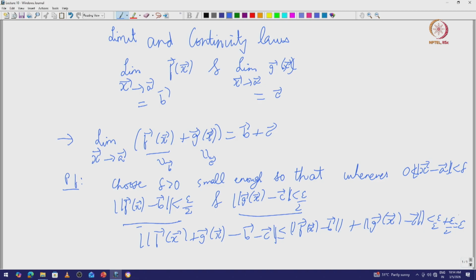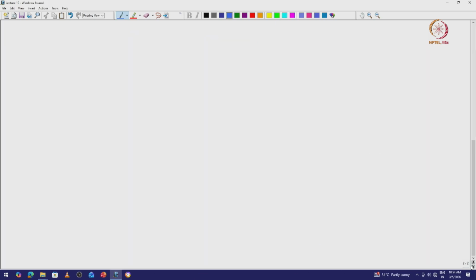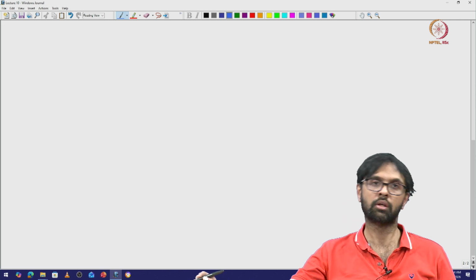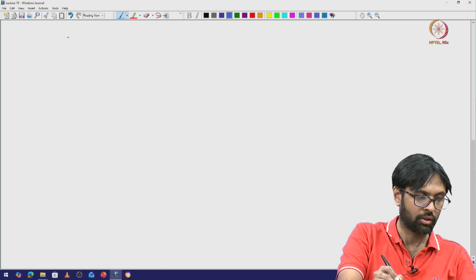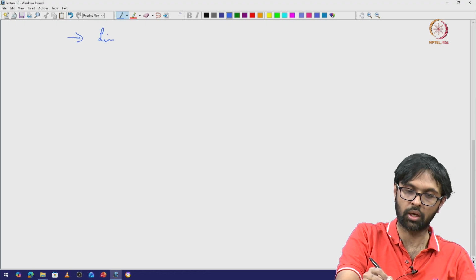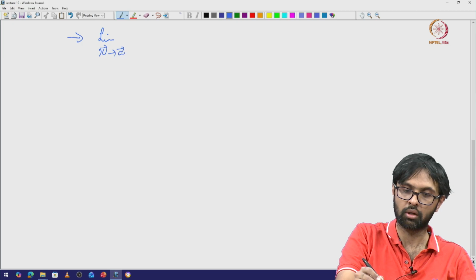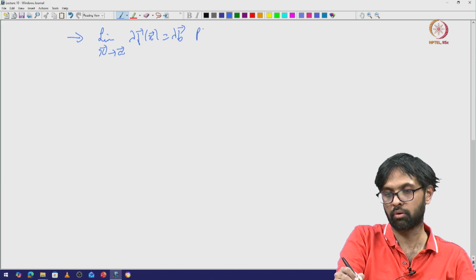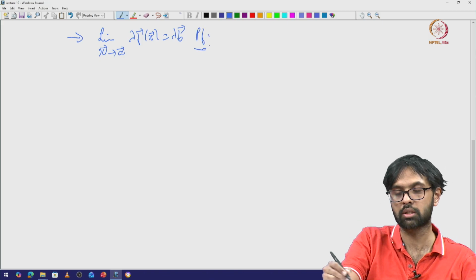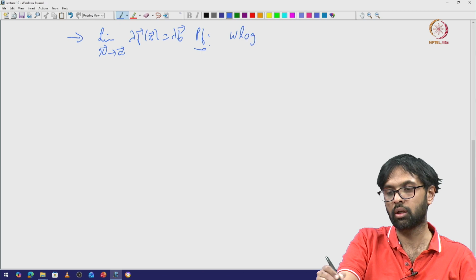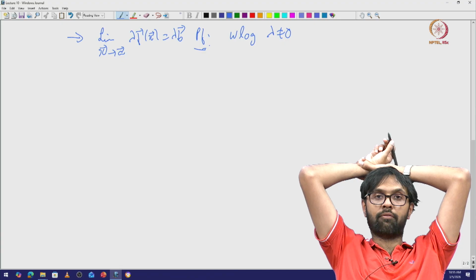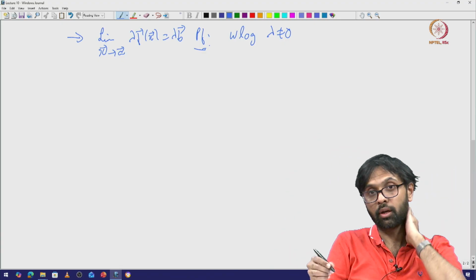And if you recall one variable real analysis, this is exactly how you prove it in that context as well. The proofs more or less look the same. There's not much of a difference. So what's the second one? The limit as x approaches a, lambda f of x is lambda b. Again, the proof is rather easy in this case. Without loss of generality, lambda is not 0. Why is it not 0? Because if it is 0, the left hand side and the right hand side are trivially equal to each other.